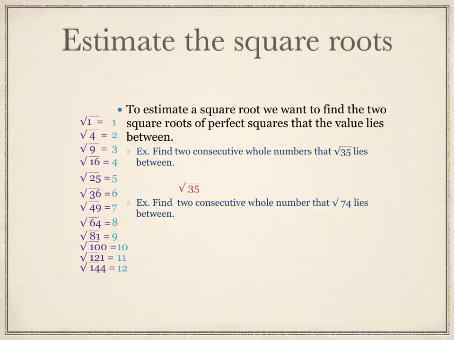So to estimate, we want to find two consecutive whole numbers that the square root of 35 lies between. If we look over here at our square roots, the square root of 35 lies between the square root of 25 and the square root of 36.